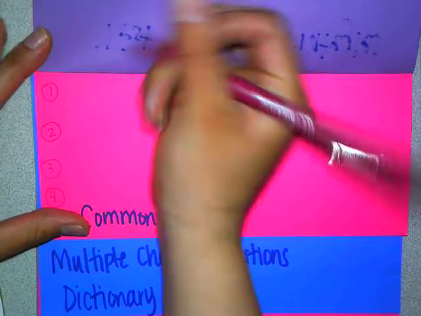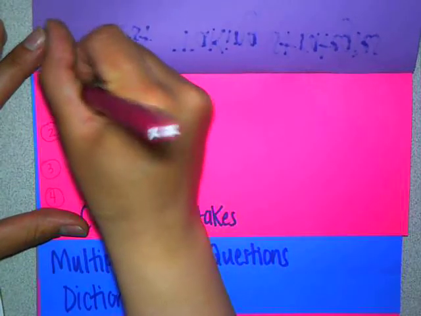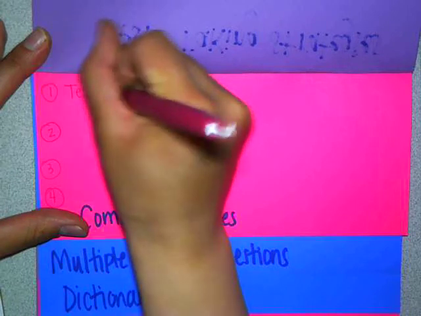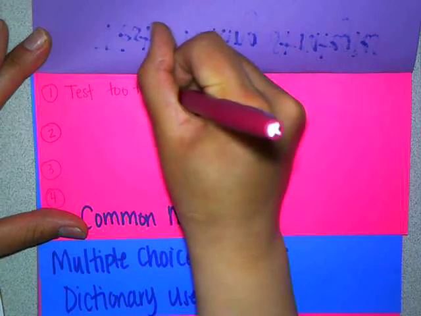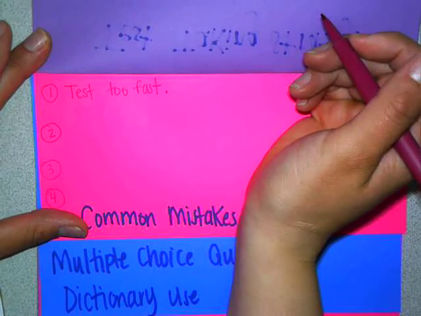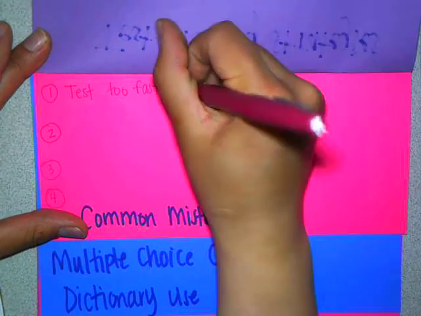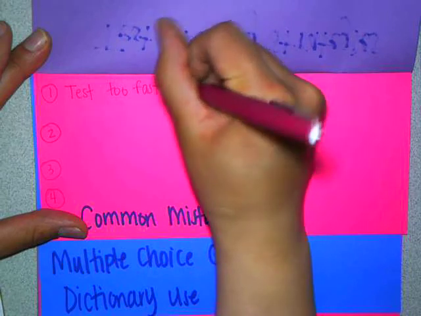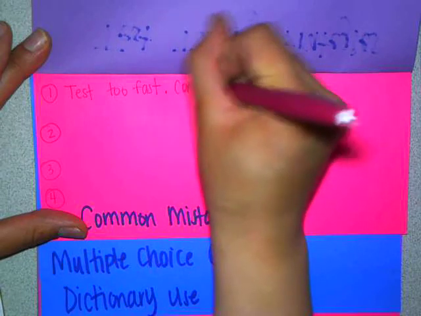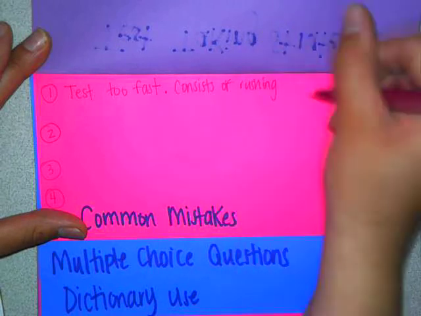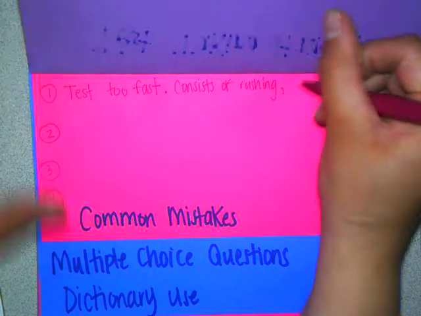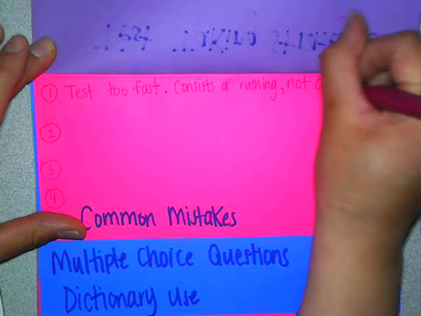So number 1, you get 5 hours for the EOC test. However, some of you decide to test too fast. So time management is key in the success of your test. What does it mean to test too fast? This typically consists of rushing. So you don't read passages. Plain and simple, some of you guys don't care.